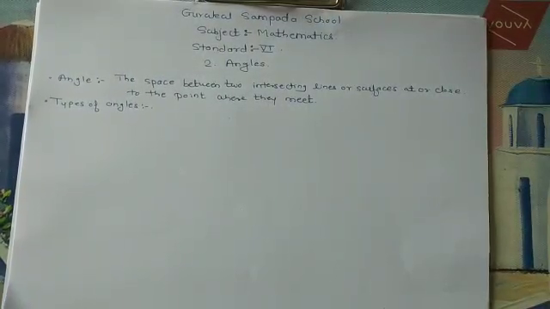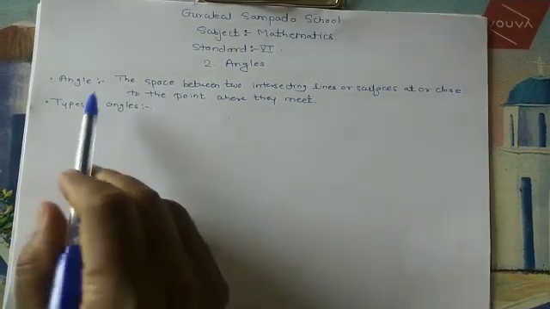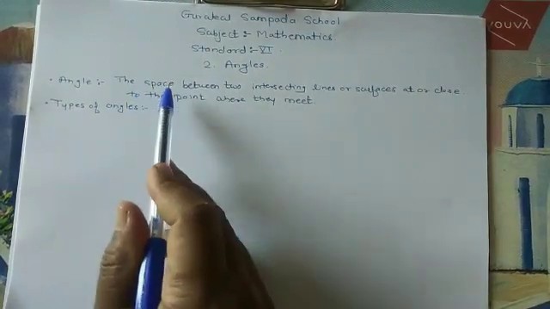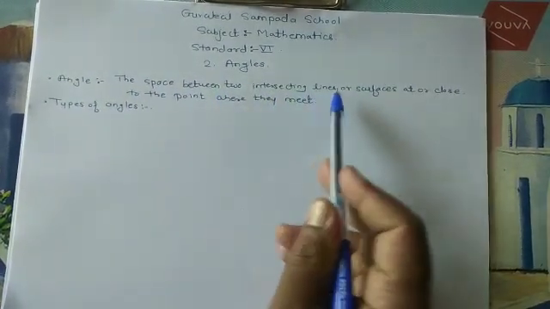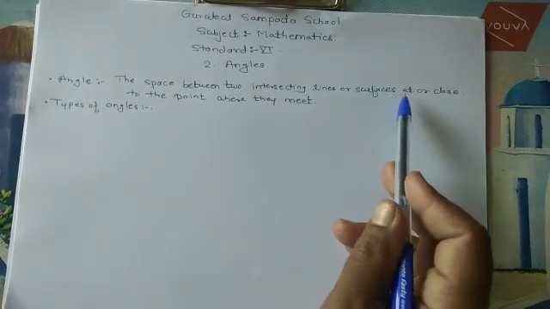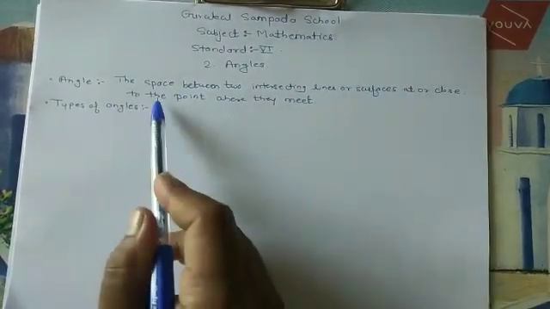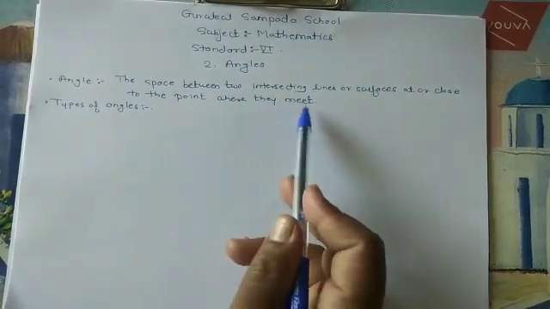Today we are going to learn angles. First we will see how we define the angle. What is meant by angle? Now, what is meant by angle? The space between two intersecting lines or surfaces at or close to the point where they meet.